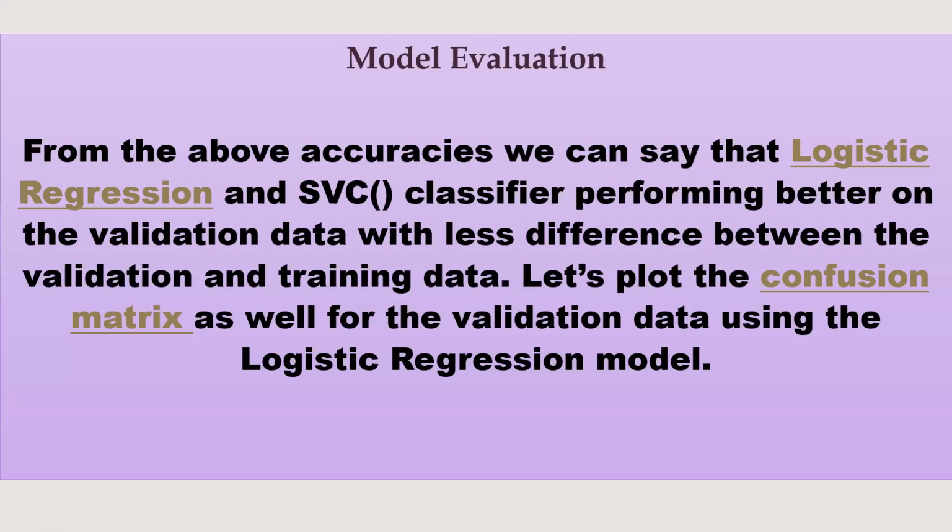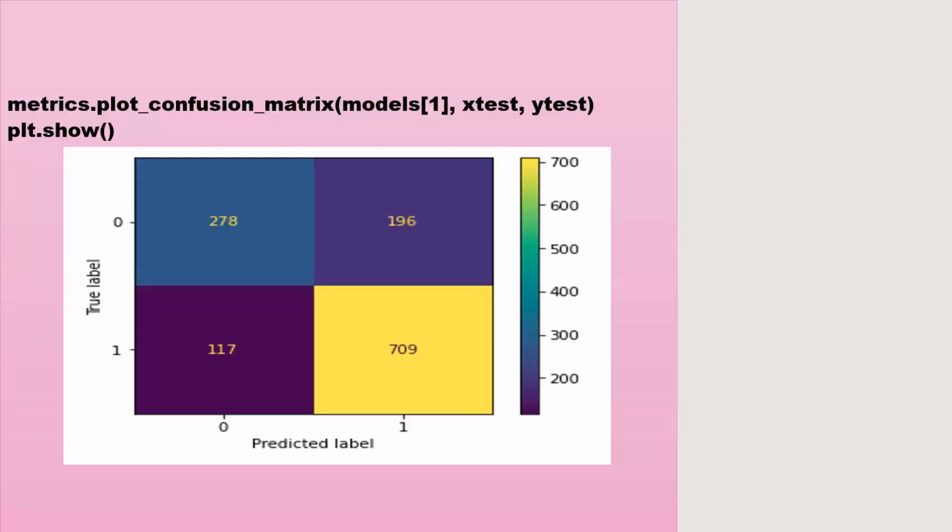Model evaluation. From the above accuracy, we can see that logistic regression and SVC classifier perform better on the validation data, with less difference between the validation and training data. Let's plot the confusion matrix as well for the validation data using the logistic regression model. So we can plot the confusion matrix.